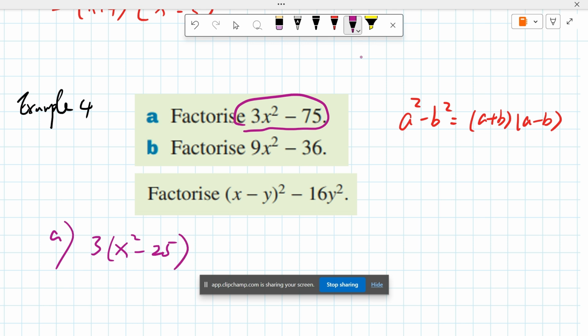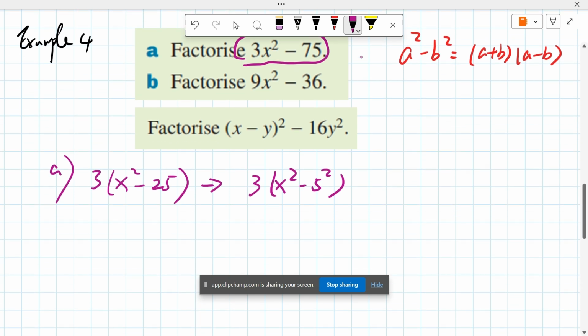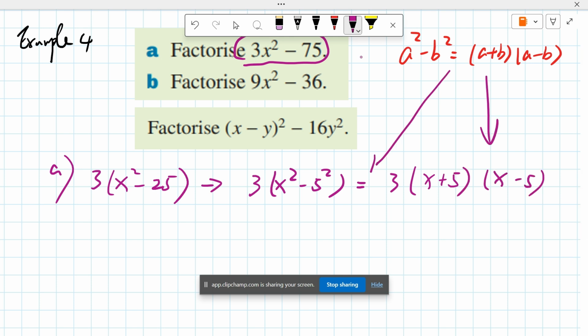Alright, so 25. Now what's the special number? Because it's 5 squared, I can rewrite this as 3 bracket x squared minus 5 squared. Okay. And then that equals 3 bracket x plus 5, x minus 5. Hopefully that makes sense because I'm using the difference of two squares.